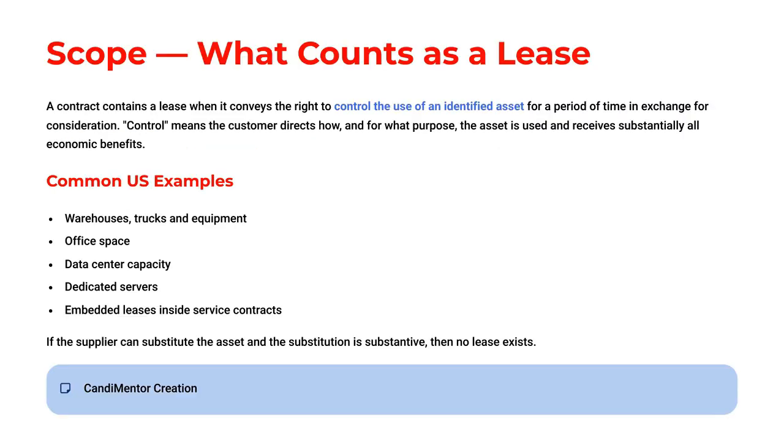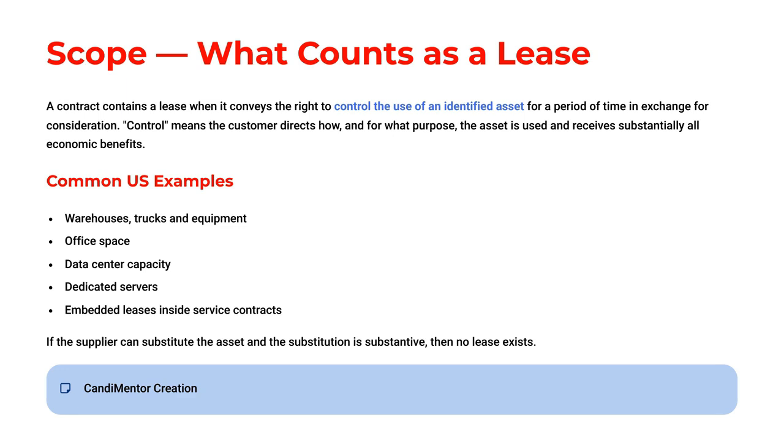Scope. What counts as a lease? A contract contains a lease when it conveys the right to control the use of an identified asset for a period of time in exchange for consideration. Control means the customer directs how and for what purpose the asset is used and receives substantially all economic benefits.